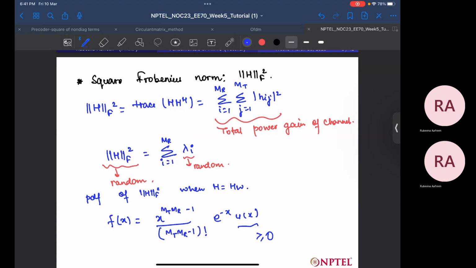So now we can see that this ||H||_F squared is the sum of each |hij| whole square. Each |hij| whole square is a chi-square distributed variable with 2 degrees of freedom. And now the total number of terms is mt times mr. So ||H||_F squared is chi-square distributed, but with 2 mtmr degrees of freedom.